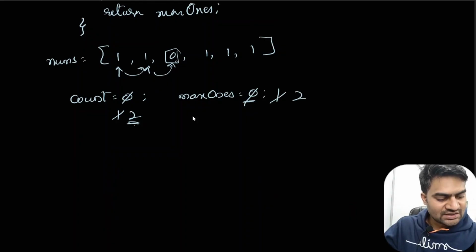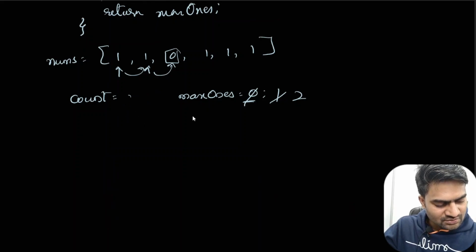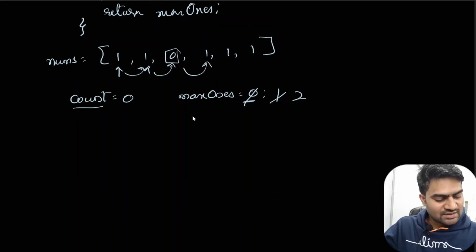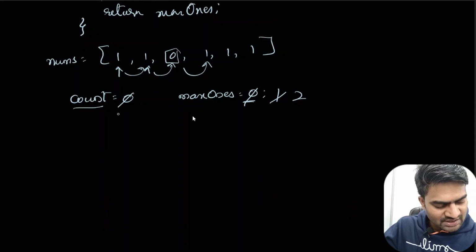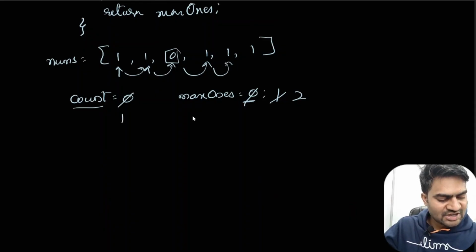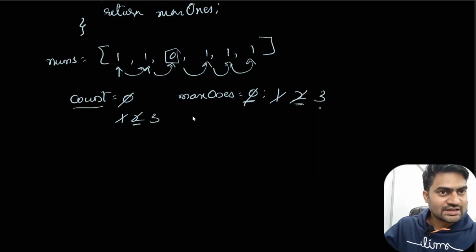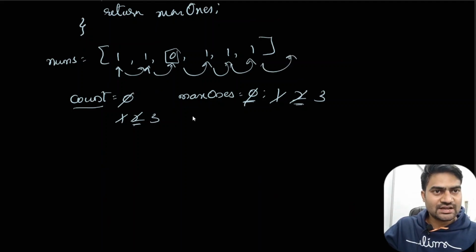Now once it is 0, I will simply reset this count to 0. Now I got 0, so I reset my count to 0. Now again I'll start. I'll move to next element. Now it is 1, so I'll increment my count to 1. I'll move to next element. Now it is again 1, so I'll increment it to 2. But if you see, both the values are same, so this won't get updated. Again I'll increment. Now it is 3, so this gets updated with 3 because 3 is larger one. Now after this, my array gets exhausted.